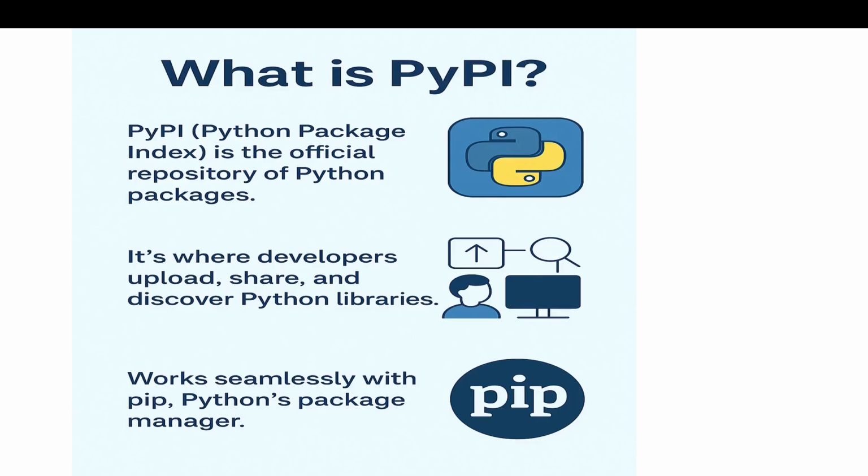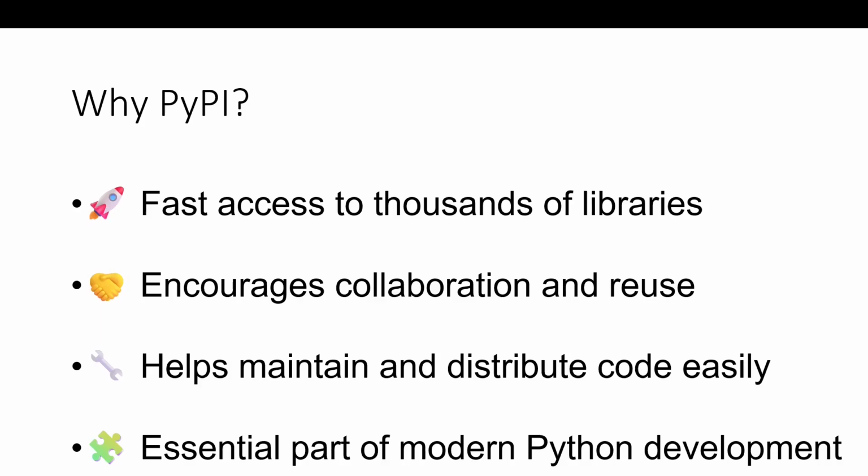So in this video, we will go through the cycle of creating a package, uploading that to PyPI, and downloading that library from PyPI into our system. Now that you have understood what PyPI is, you will be able to understand that it gives us fast access to thousands of libraries. It encourages collaboration and reuse of code, and it helps in maintaining and distributing the code easily. And this is one of the most attractive features of Python, that we can have the support of Python libraries that are made available to us by other Python developers.